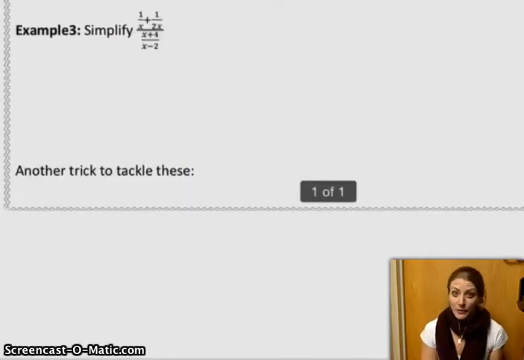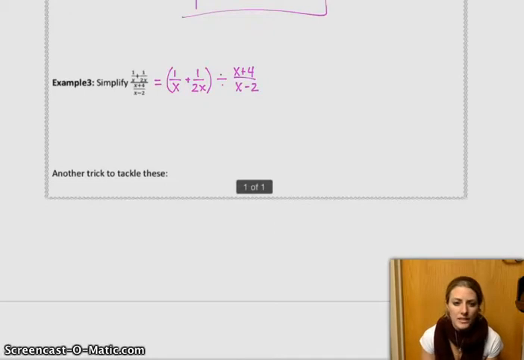Okay, example 3. Now this is getting nasty. We've got 1 over x plus 1 over 2x divided by x plus 4 over x minus 2. Again, let's rewrite it as a division problem. Okay, now we can't divide these until we have one single fraction divided by another single fraction.